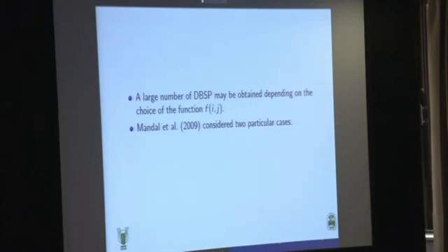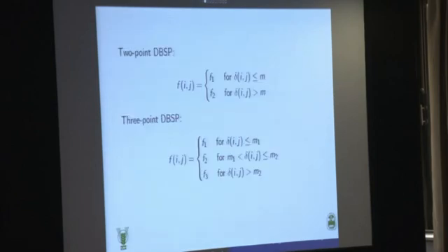Now, depending on the choice of the F_ij, we can obtain different kinds of sampling plans, so we considered two particular cases at that time. In the 2-point DBSP, we only consider two distances by taking values f1 and f2. Similarly for the 3-point DBSP, up to a certain distance m1 we take the value f1, for distance between m1 and m2 we take f2, and for more than m2 distance we consider the function value f3, and these are of course non-decreasing. So based on this choice, we consider the two particular classes.